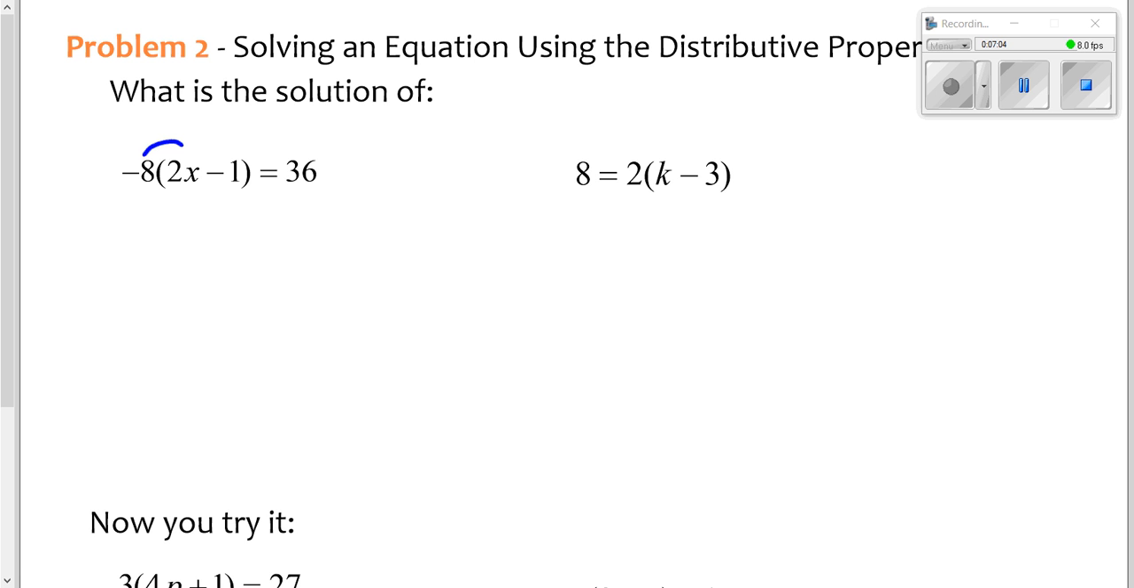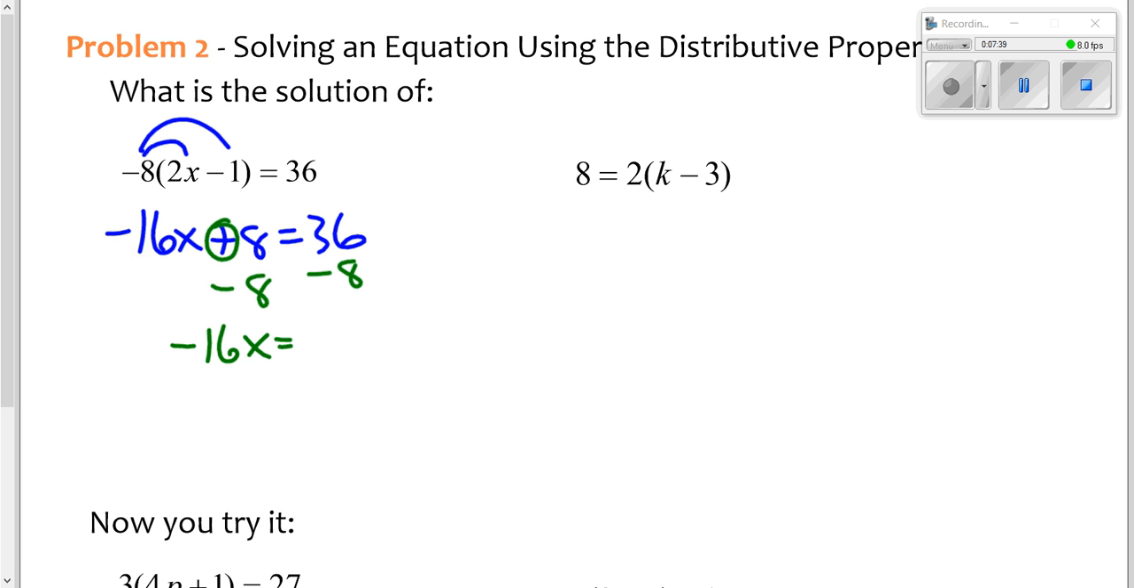So remember, I'm going to take the outside and multiply it to the inside. Be careful with your signs on this particular one. Negative 8 times 2x is negative 16x. Negative 8 times negative 1 is positive 8, and it equals 36. Okay, so now I've got a problem similar to what we just did. It's a two-step equation. Identify your operation, do its inverse. So I'm going to subtract 8. I'm going to go ahead and get this down to 28. Divide both sides by negative 16.